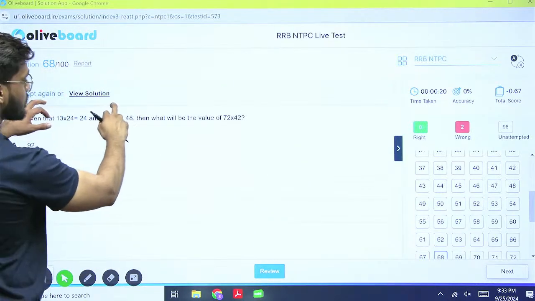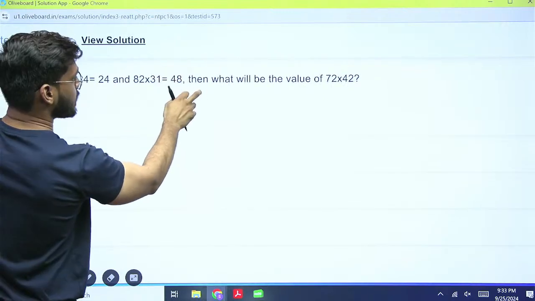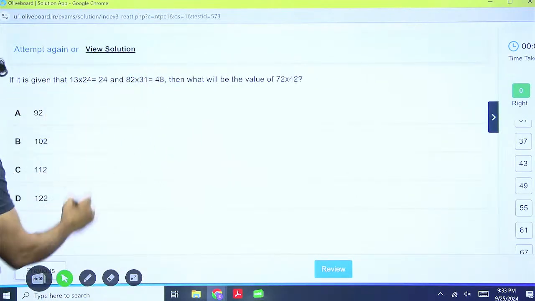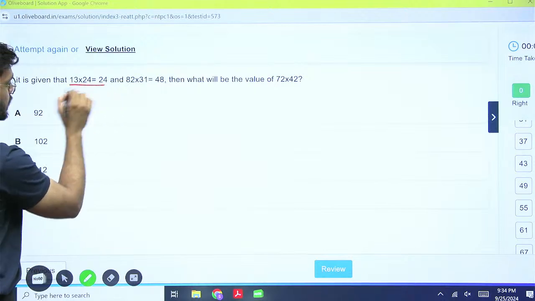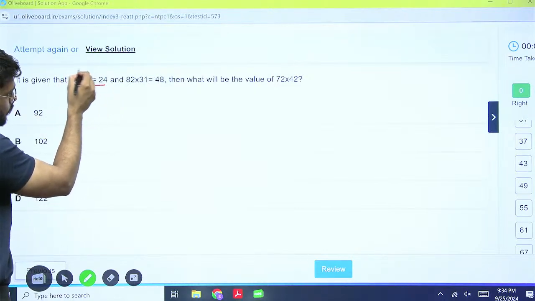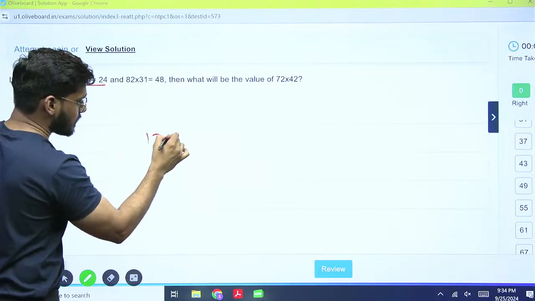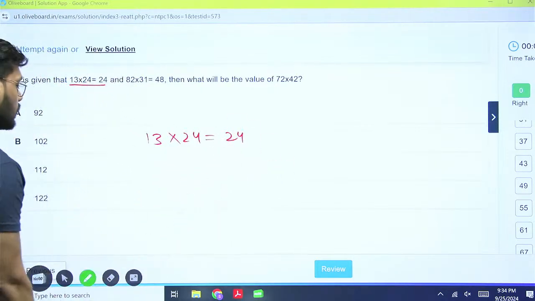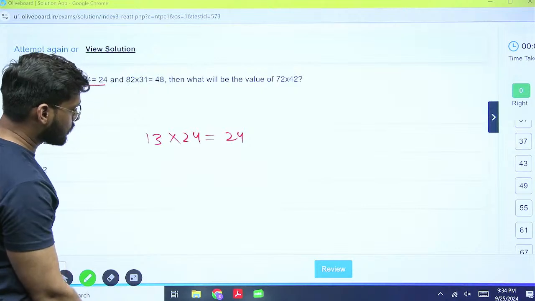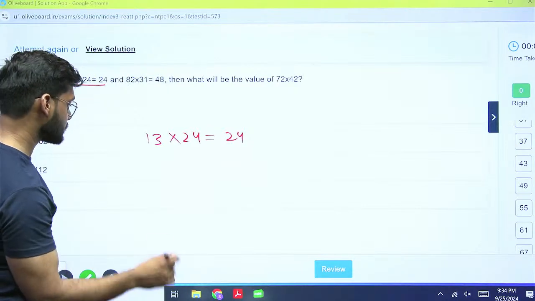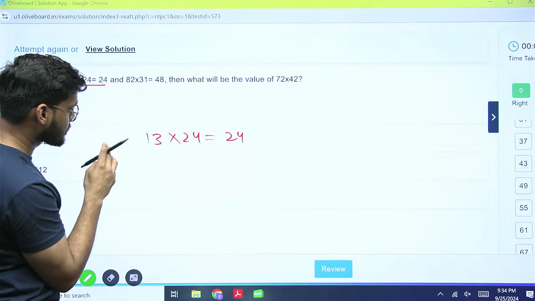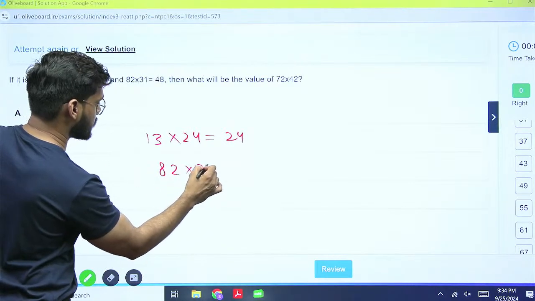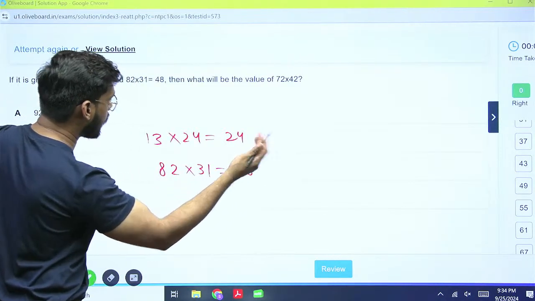Let's see how we are going to solve this one and what should be the right answer of this question. It is given that 13 into 24 is equal to 24. How are we going to make this 24 out of these three things? 13 multiply 24 gives 24. How? So what should be done? And similarly 82 multiply 31 should give us 48. But how?